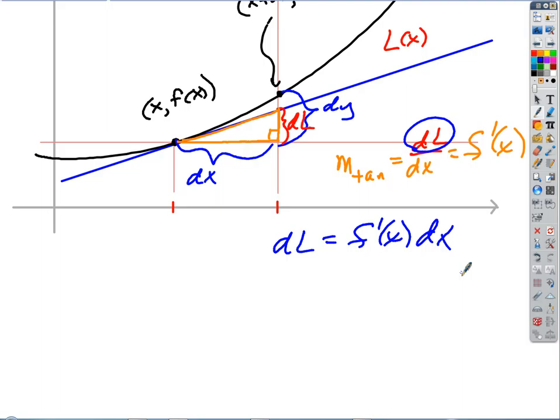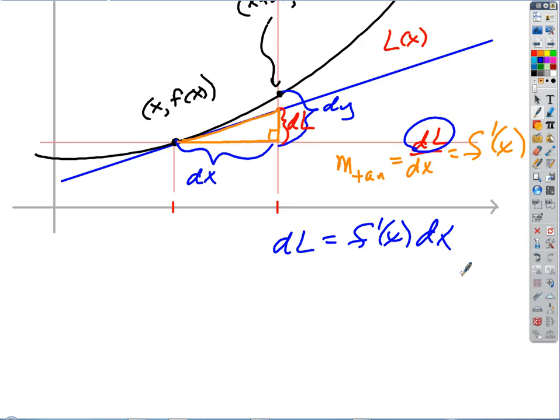And that's our approximate change in the function, right? When we scoot over to the right or the left, dx could be negative, doesn't matter. If we scoot away from x by some amount dx, that's our approximation of how much the function is going to change. Okay?